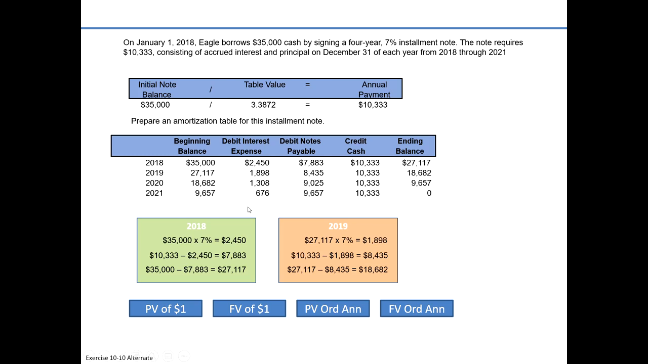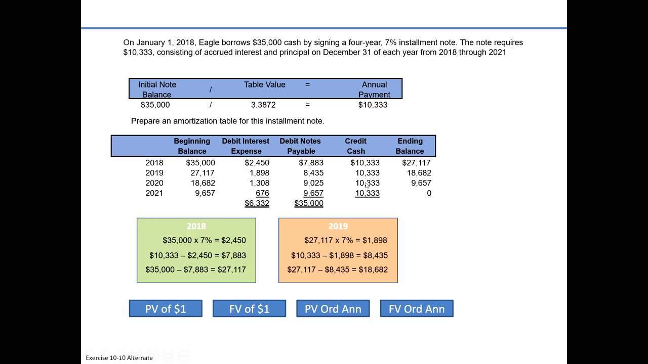Some quick things to note here is the total amount of interest paid over the life over those 4 years is $6,332. The total amount of principal or note paid down over the life is $35,000. That's what we would expect. We signed a note for $35,000, so we'd expect over the life of that note we paid off the $35,000.